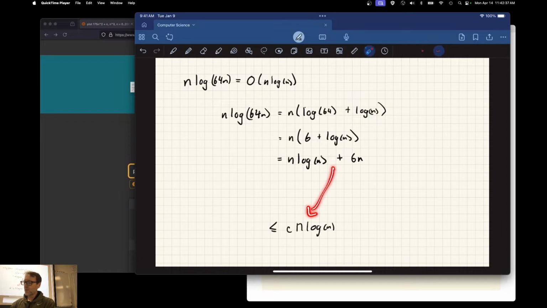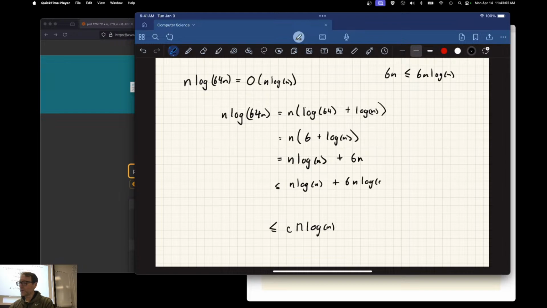All right, how do I make it look like that? Is this true? Is 6n less than or equal to 6n log n? Log n is a monotone increasing function. Generally, yes. Is that true for, so let's go ahead and make it that big. But is it true for all n greater than or equal to 0?